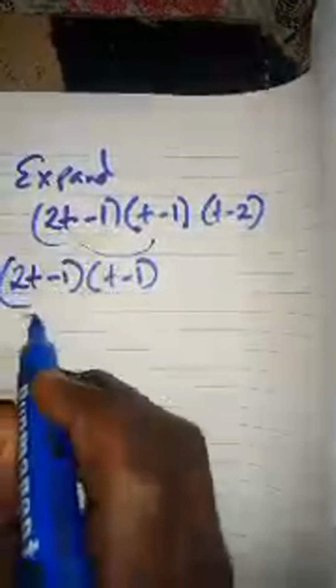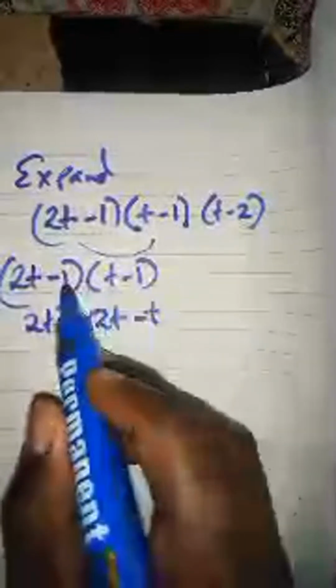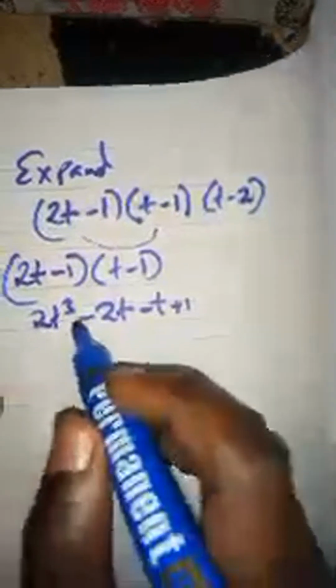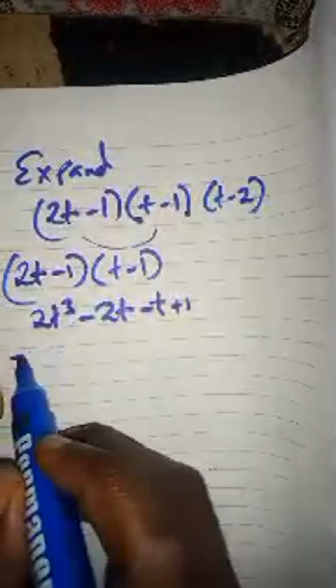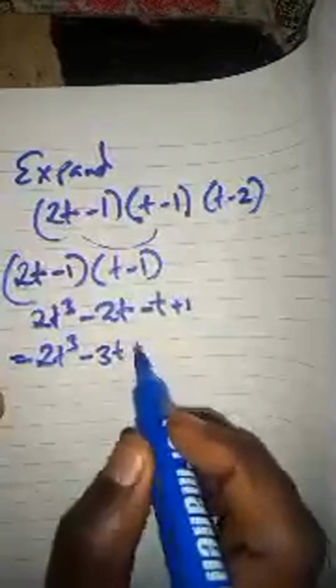So I'll start by expanding this and this. 2t minus 1, t minus 1. Expanding it further, it is 2t squared minus 2t, and then minus 1 times t is minus t, and minus 1 times minus 1 is positive 1. Expanding it further, I'll have 2t squared minus 3t plus 1.